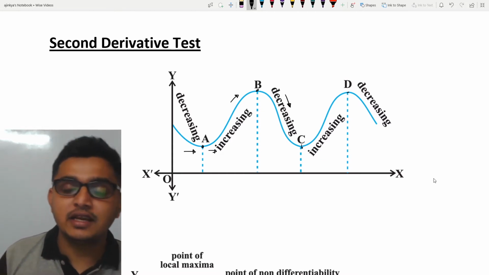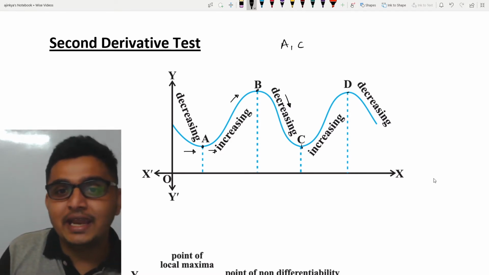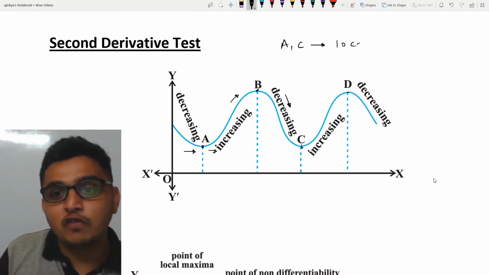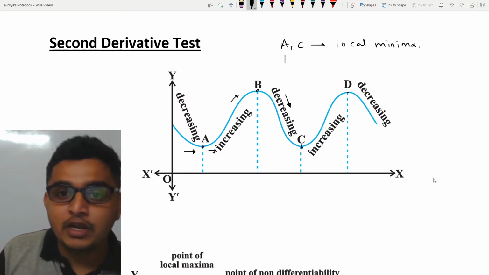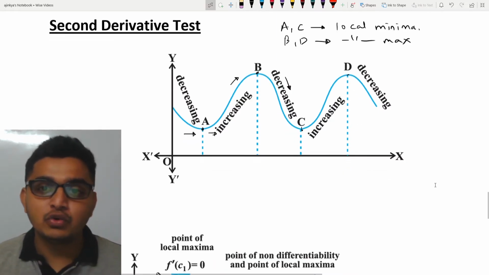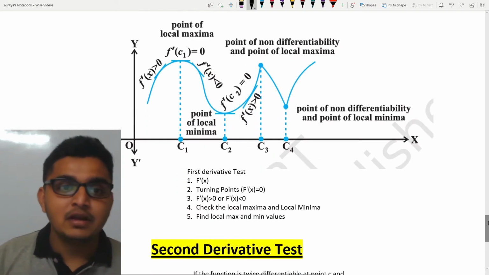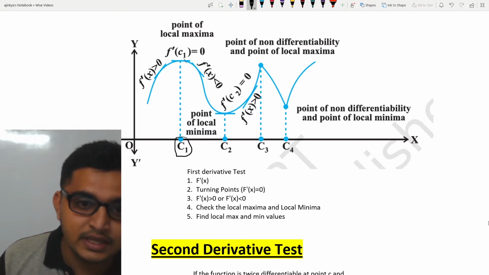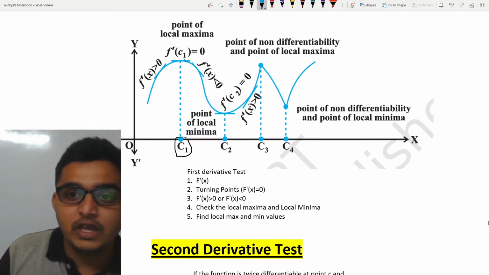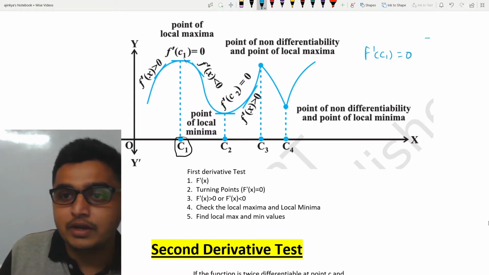So we said that the nature of the graph for these points suggests that point A and point C are points of local minima, and point B and point D are local maxima, right? We also went through some of these parameters, where we said that for the point of local maxima, let's say the point was C1, if we equate f dash of C1 to 0, then we'll find a specific point which we called a turning point.